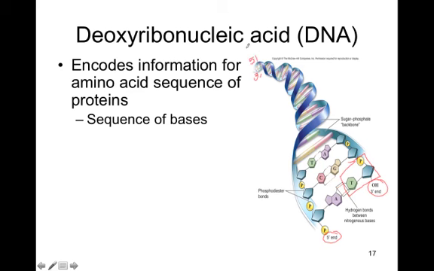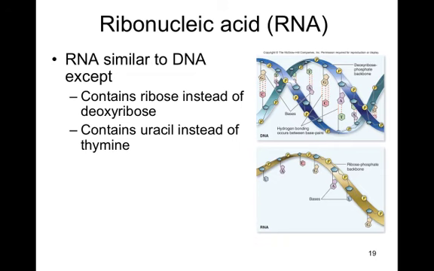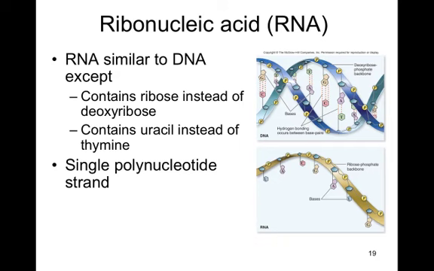Let's compare this with RNA. RNA is very similar to DNA, except it contains ribose instead of deoxyribose, so it has an extra oxygen. And also we replace thymine with uracil, and it's a single polynucleotide strand.